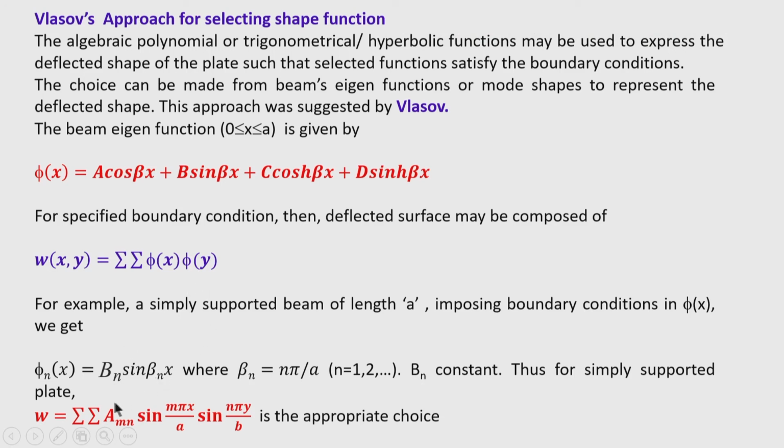Thus, for a simply supported plate, meaning simply supported along all edges, we can write the deflected shape as the double summation a m n sin m pi x by a sin n pi y by b. This form of deflection is familiar to you, because you have now covered the analysis of plates simply supported along all edges by Navier's method, and this double trigonometrical series is used in Navier's method for the solution of the plate problem.